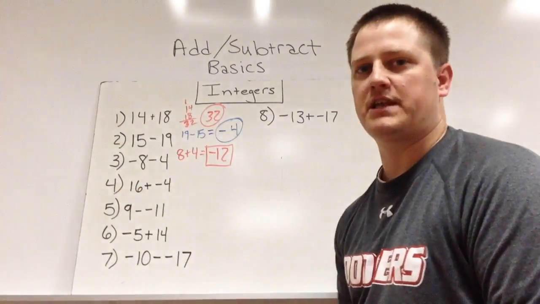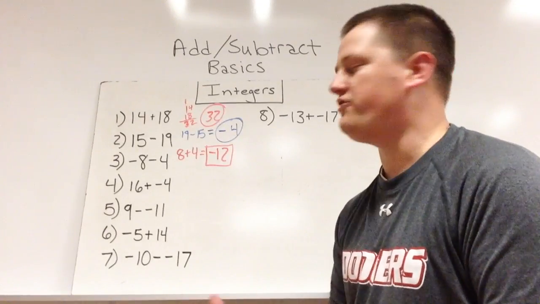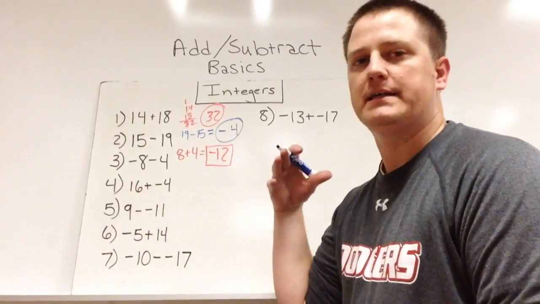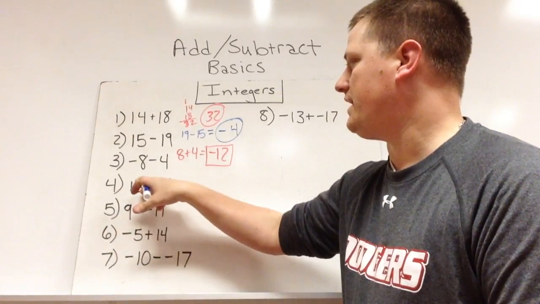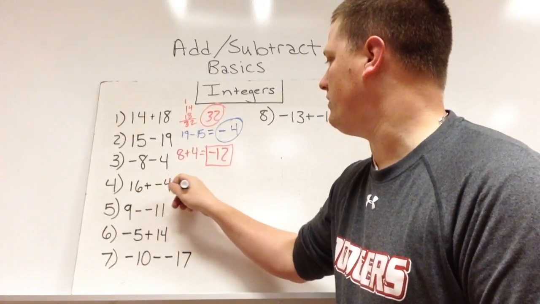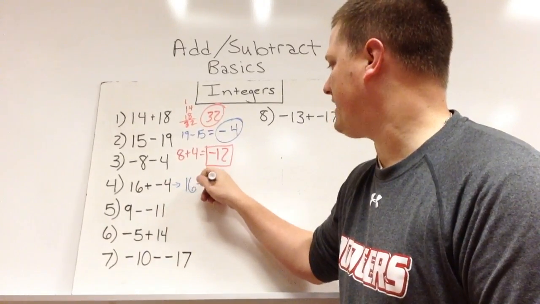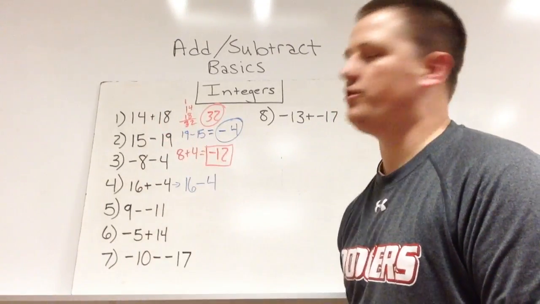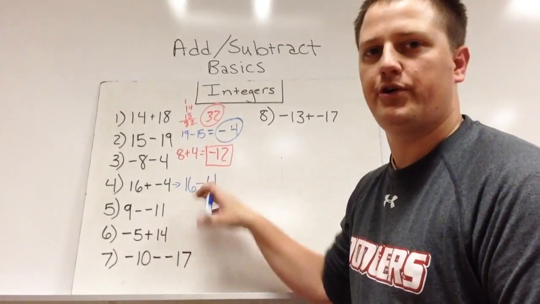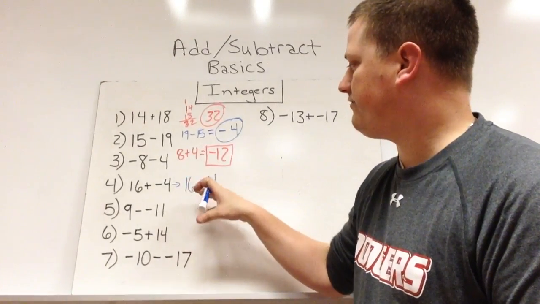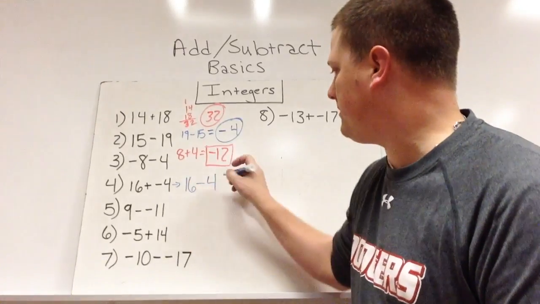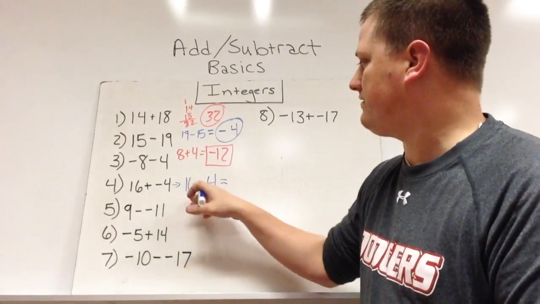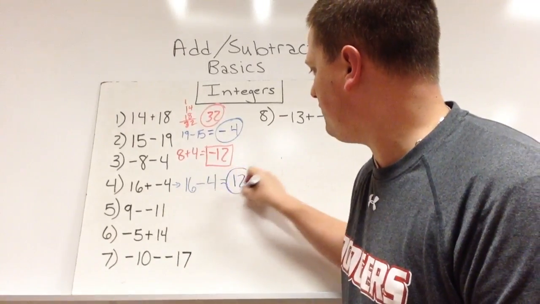Number 4 is the first time that the rules start kind of changing the problem. So in this one, because rule number 4 says to change adding a negative into just subtraction, this becomes 16 minus 4. Then we go back to rule 2 and treat it like rule 2 and go, okay, 16 minus 4, which number is bigger? 16 is bigger. So since our first number is bigger, we just leave it the way it is and subtract. 16 minus 4 is 12.